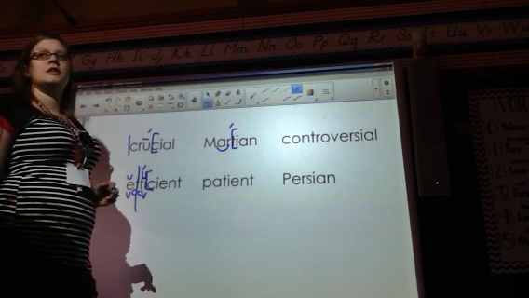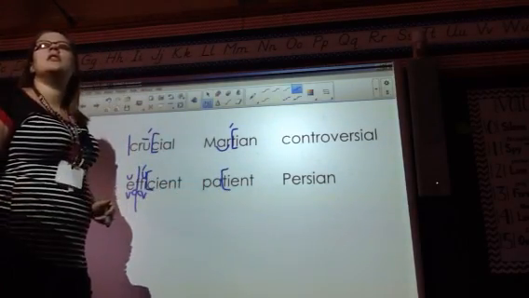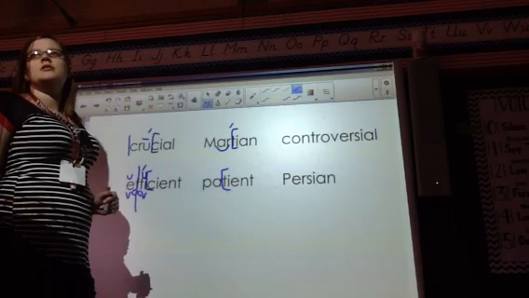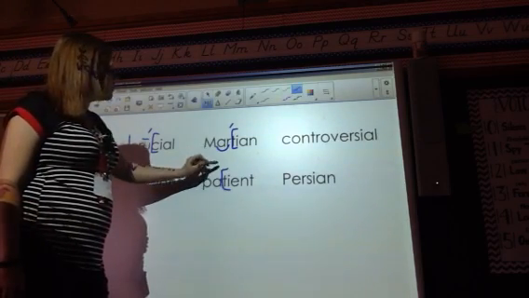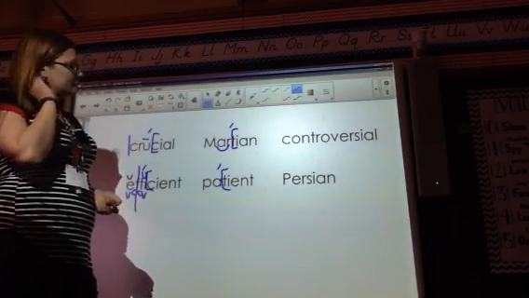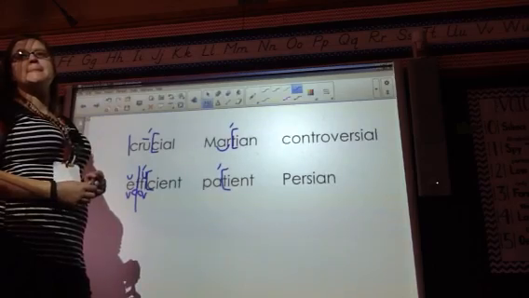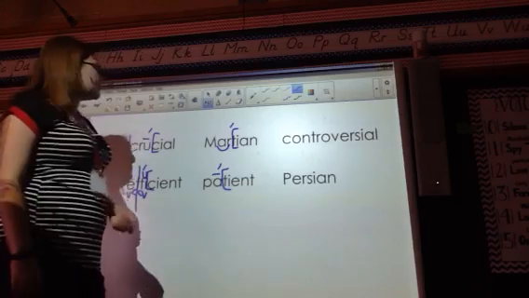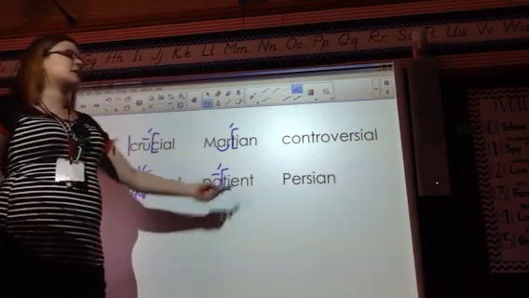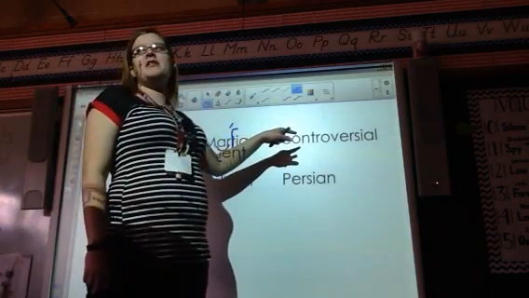T-I-E-N for the bracket. Okay, that's a final stable syllable, right? Put an accent right in front of the bracket. Put a macron above the A. We've got an open accented A, so that makes it long. So what is this word? Patient. Good.